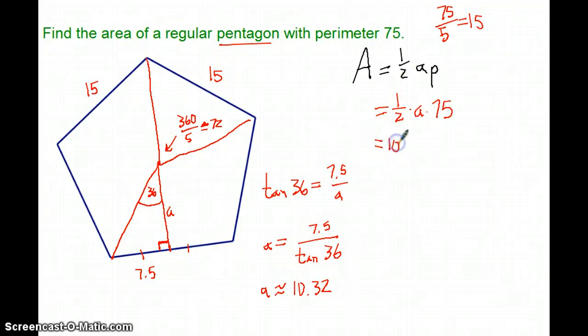This is a half times apothem times perimeter. And if I do that correctly, it's still in my calculator, I just go times 75 divided by 2, I get 387. The area of this pentagon. And again, looking back to the beginning of this problem, I think it's a pretty amazing accomplishment. If all I knew was that it was a perimeter and it was a regular pentagon, I can actually find area from that.